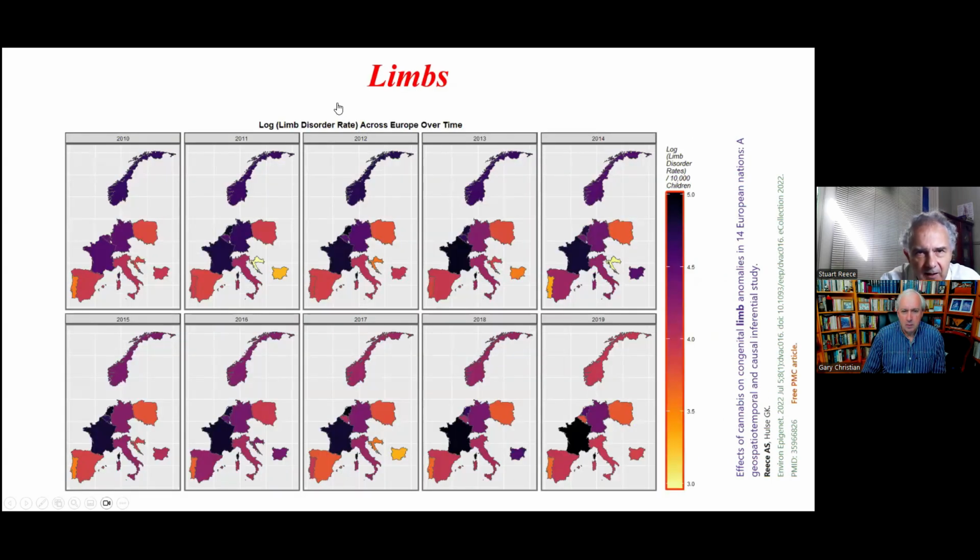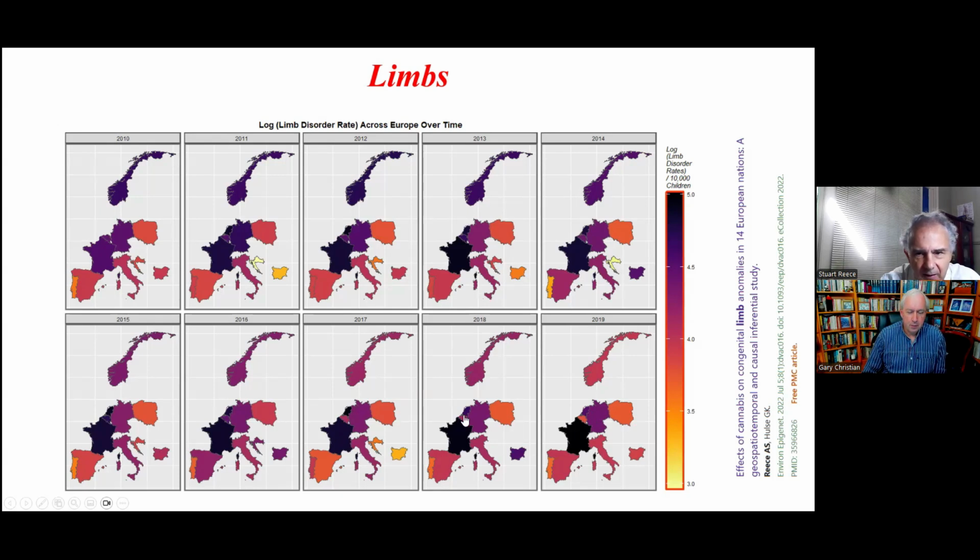Now, if we look at limb rates across the US over time, we find that in France they've been relatively high, as you can see here from the bar graph. That's Netherlands, that's pretty high. Bulgaria's pretty high. Norway's pretty high, although it's dropped there.